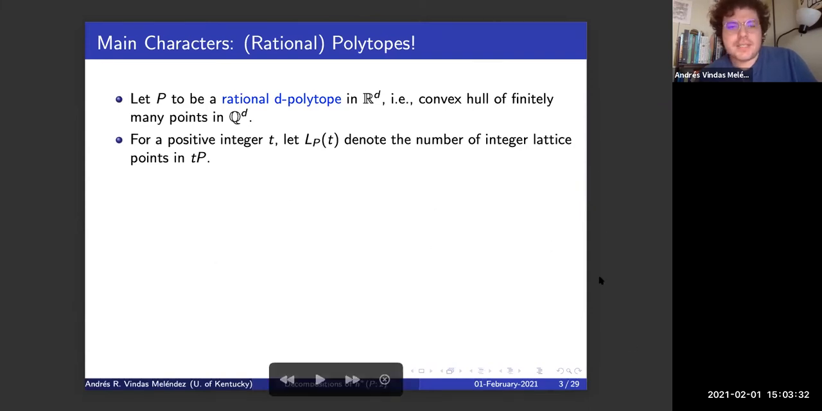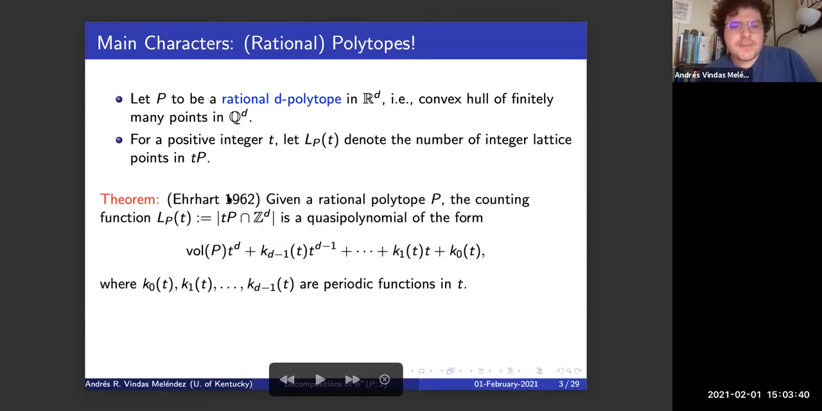This area is called Ehrhart theory. Maybe you're familiar with it, maybe you're not. But in the 60s, Eugène Ehrhart proved, and some of you might have seen this in the lattice case, but in fact I think he proved it more generally for a rational polytope, that the counting function L_P(t) is a quasi-polynomial of the following form. It's a quasi-polynomial where these c_i's are periodic functions in t.